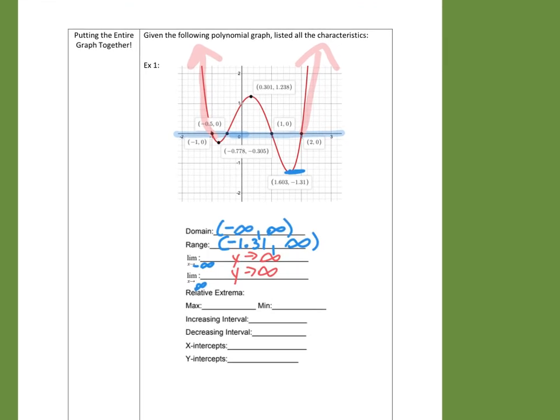And now we look, do we have some max and min points? And it looks like we do. So technically, we'll start with max, what would be our highest point, relatively speaking? And hopefully you said this one right here. So 0.301 and 1.238. Okay, and then we've got our minimum point. So we can see that there's 2 points here, but technically this one's lower, so that's the one I'm going to write down.